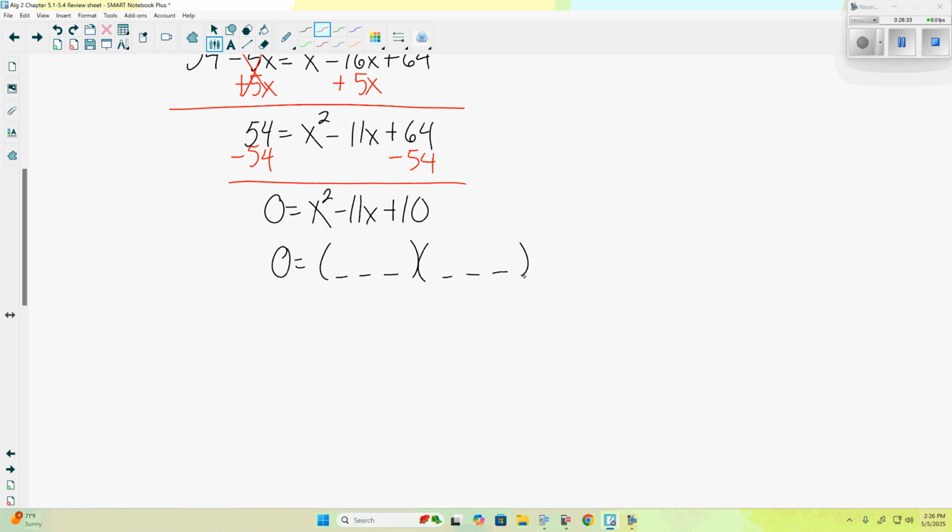x squared minus 11x plus 10 equals 0, so we'll need to factor this or graph it. Since the third term is positive, our signs are the same and match the sign of the middle term. Factors of x squared are x and x. Now the factors of 10 are 1 and 10 or 2 and 5. Which factors do we want to use? 1 and 10. Those are the only ones that will get us to 11.